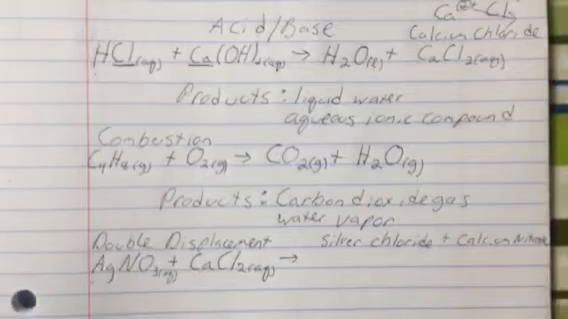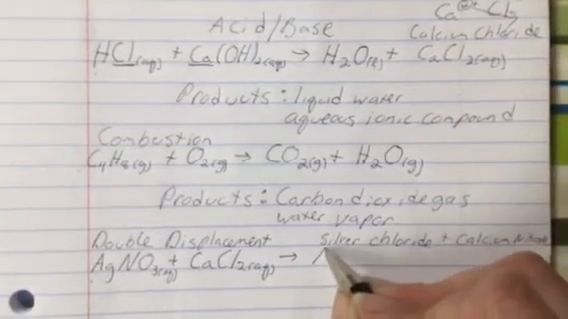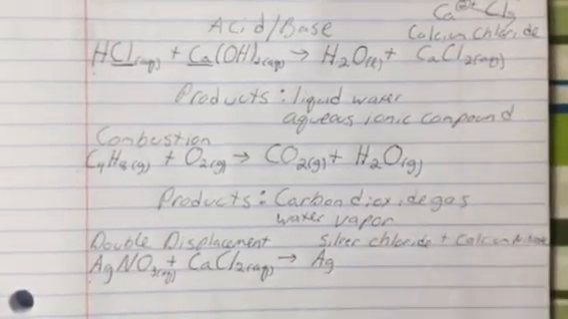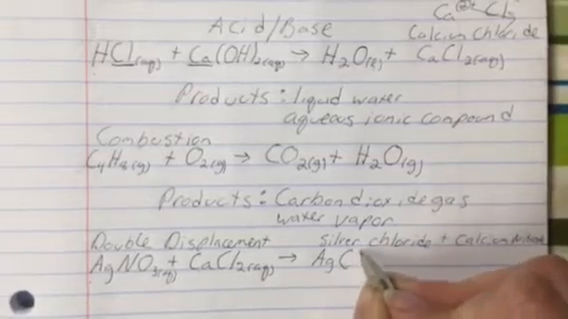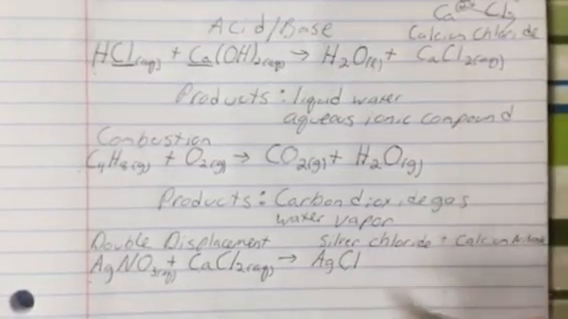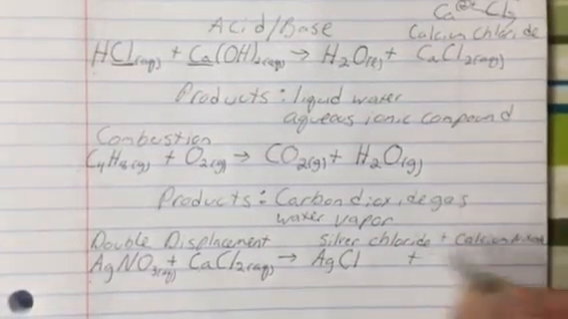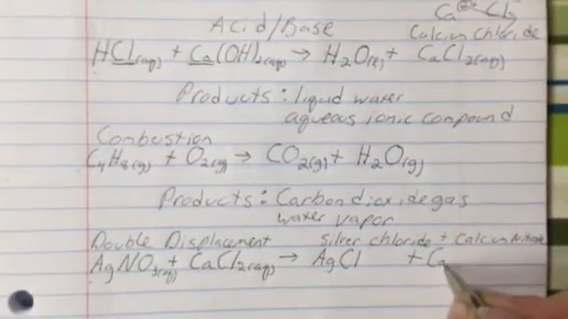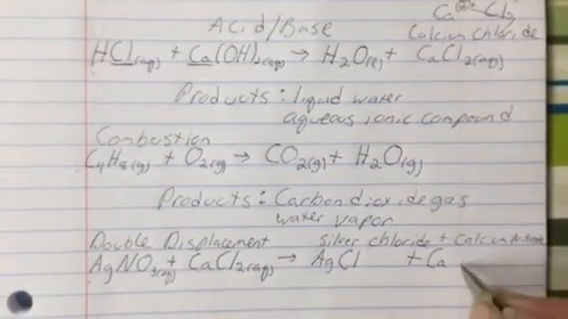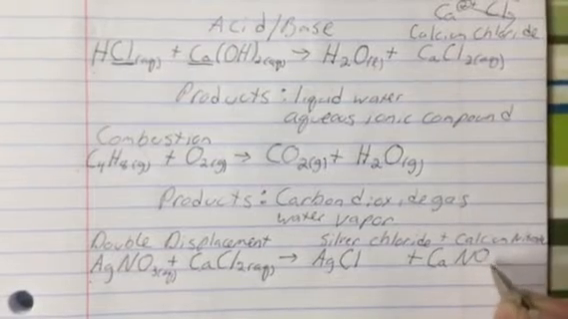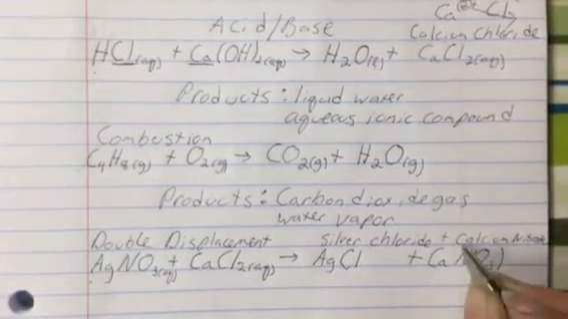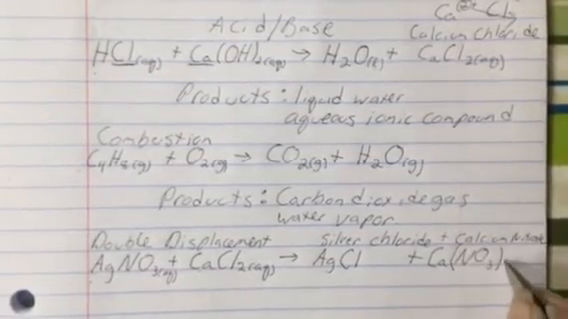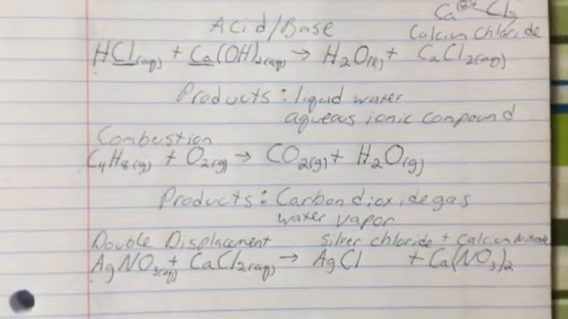Okay, so then we look for those formulas. Silver chloride, silver is an Ag plus 1, and chloride is a Cl minus 1, so I don't end up with any extra numbers. Plus, calcium is a Ca, remember it's got a 2 plus, and nitrate is an NO3, and that 2 is going to come down here to my nitrate.